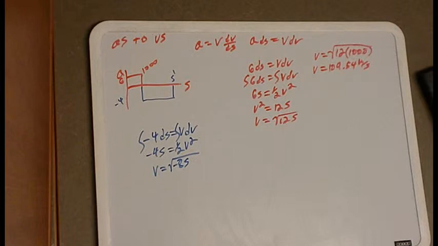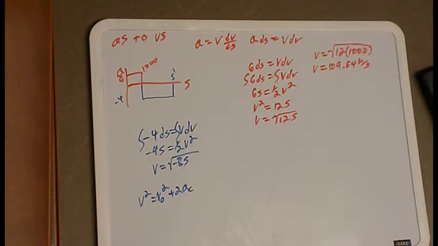Now, we need to know what S prime is. Since the acceleration is constant and is not changing over the distance, we can use our constant acceleration equations. So let's go back to constant acceleration equations. V squared is equal to V naught squared plus 2 A C times S minus S naught. S is going to be the same thing as S prime. So let's plug in what we know.